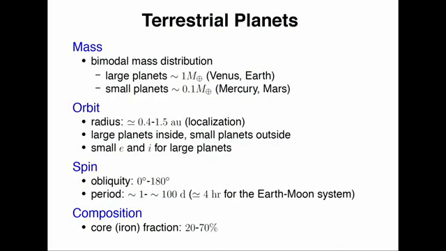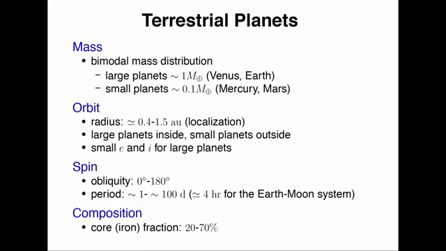So we don't have terrestrial planets inside 0.4 AU and outside 1.5 AU. So the range is very limited. And large planets, I mean Venus and Earth, are inside this distribution, and Mercury and Mars are outside, right? And all planets have relatively small eccentricities and inclinations, especially Venus and Earth.